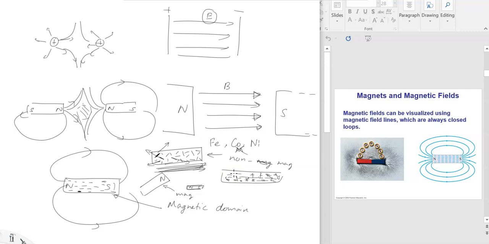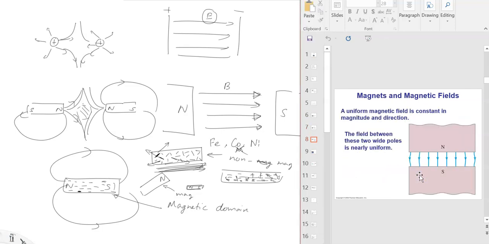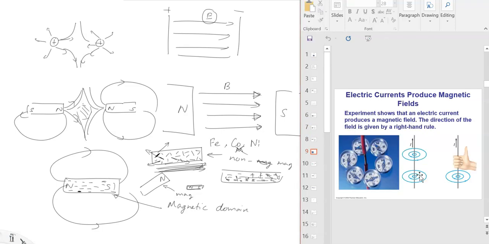Okay? Alright, let's go back. And again, all this is mostly self-study kind of stuff, so please read and find out more information. Electric currents produce magnetic fields.